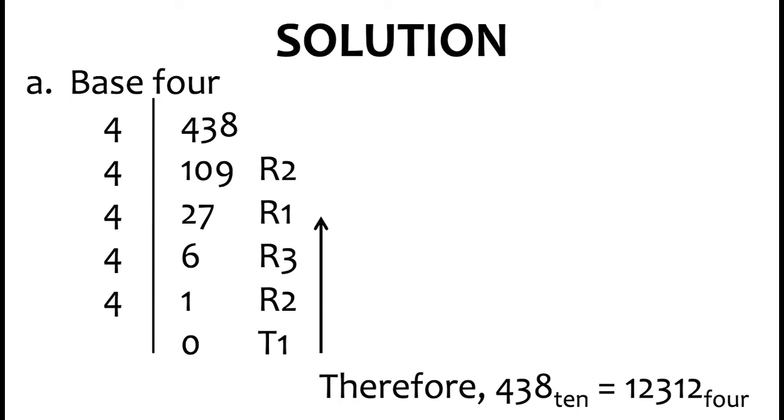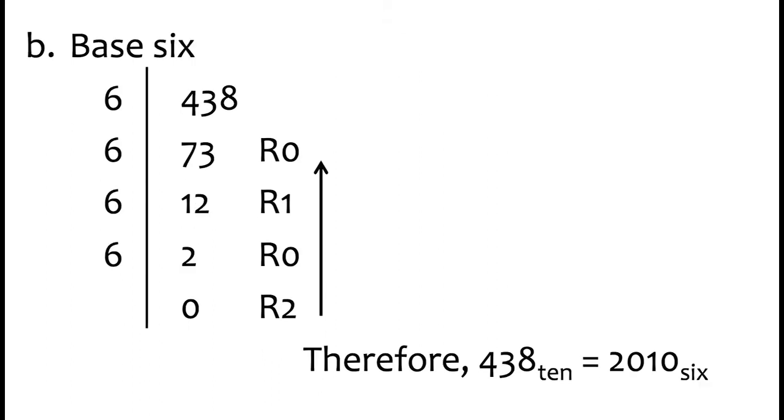1, 2, 3, 1, 2 base 4. That gives you your final answer. B, base 6. 438 divided by 6: 43 by 6 is 7. Multiply 7 by 6, you have 42. You are left with 1. And then it becomes 18. 18 divided by 6 is 3, remainder 0.